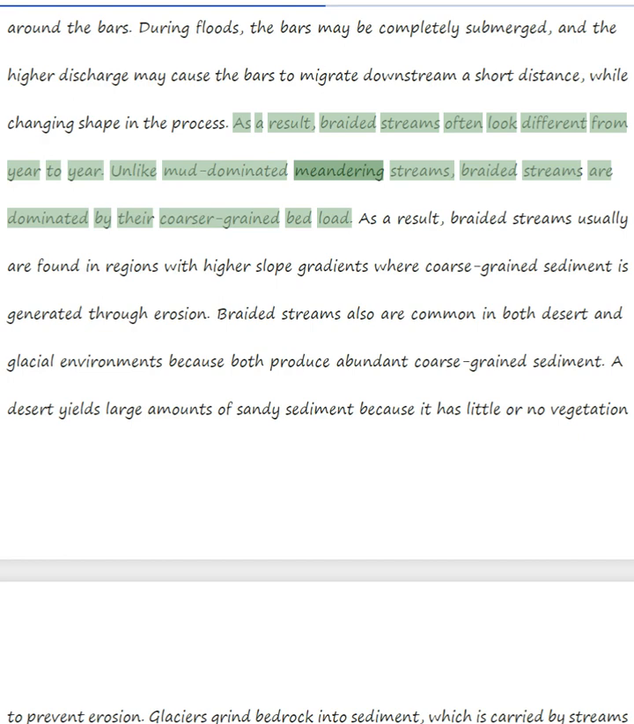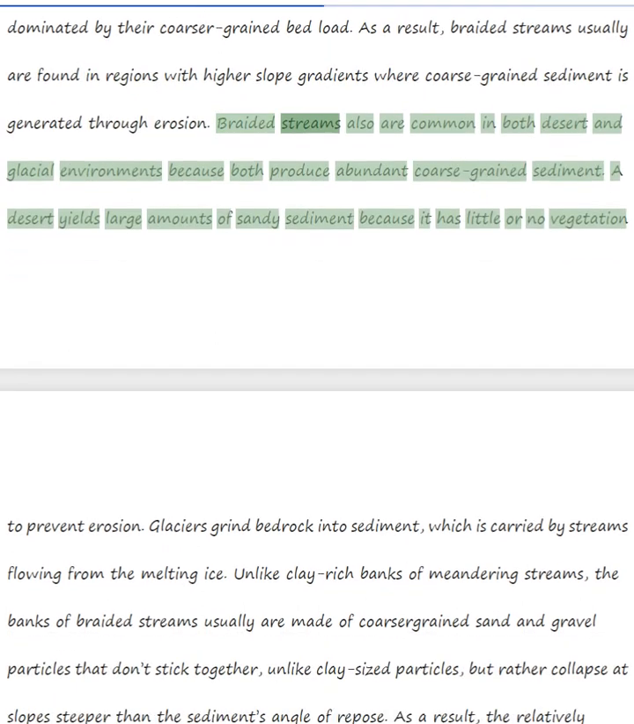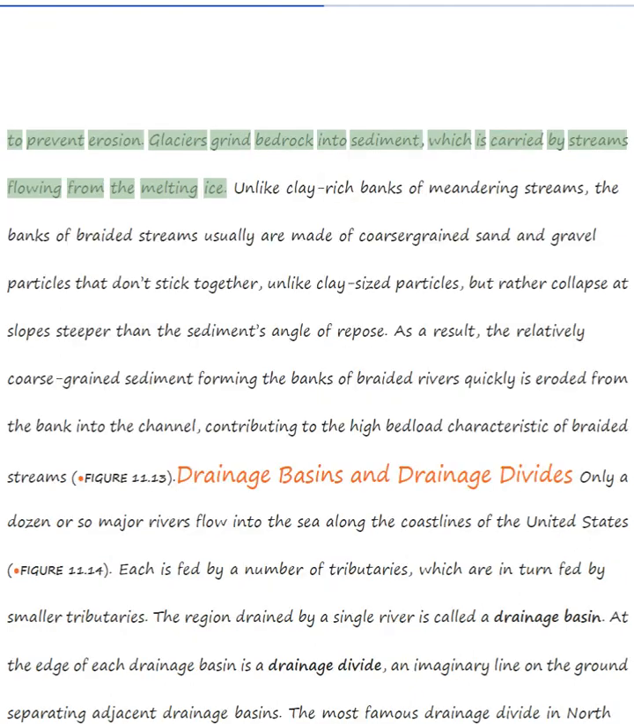Unlike mud-dominated meandering streams, braided streams are dominated by their coarser-grained bed load. As a result, braided streams usually are found in regions with higher slope gradients where coarse-grained sediment is generated through erosion. Braided streams also are common in both desert and glacial environments because both produce abundant coarse-grained sediment. A desert yields large amounts of sandy sediment because it has little or no vegetation. Glaciers grind bedrock into sediment, which is carried by streams flowing from the melting ice.